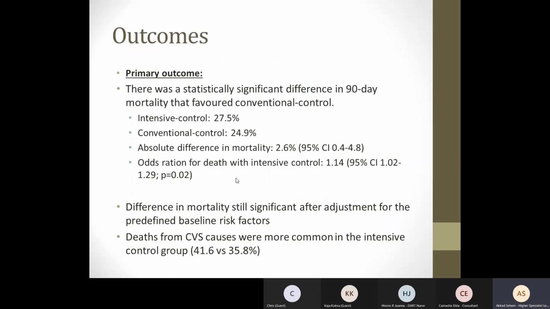So the primary outcome for this trial did show that there was a statistically significant difference at 90 days mortality, and it favored the conventional group, i.e. there was a difference in mortality, and the odds ratio for the death within the intensive group was higher than the conventional group. Okay, so that's what it's saying. Difference in mortality is still significant, even with the adjustment for the baseline factors. And the causes of the death were mostly cardiovascular causes, which were more common in the intensive control group rather than the conventional control group.